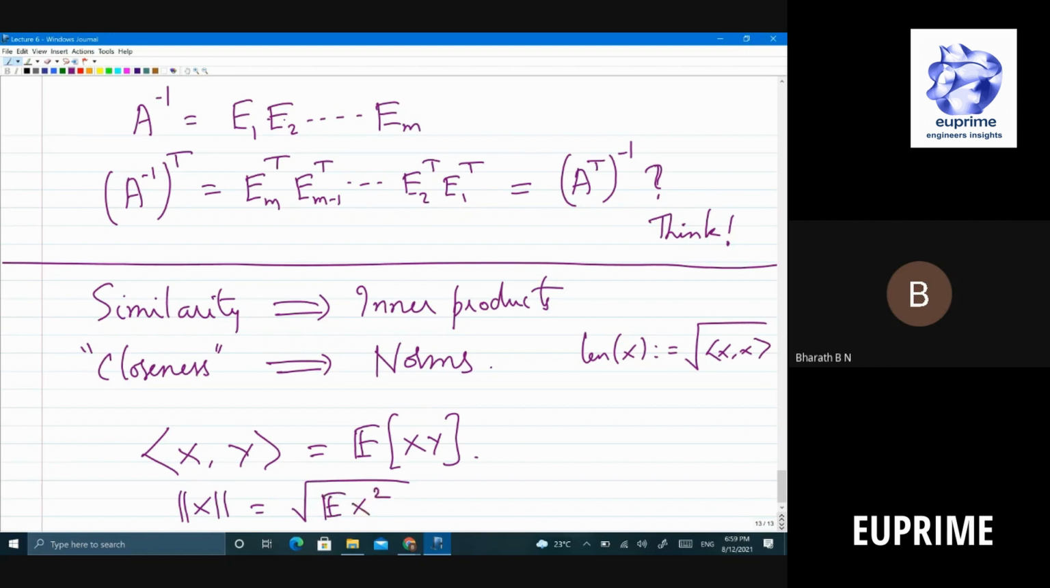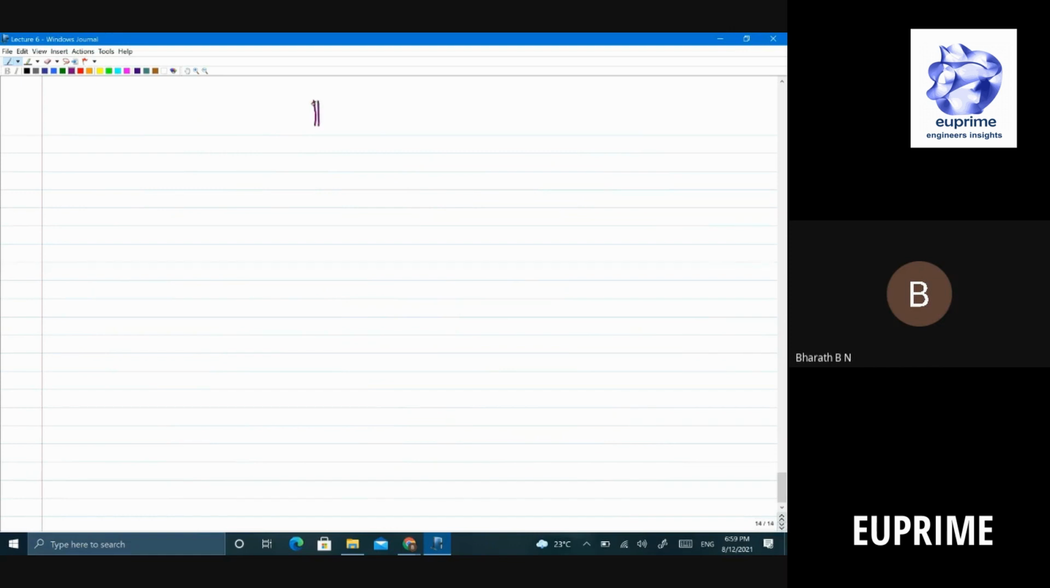How do you define the angle between two vectors? You take x transpose y divided by norm of x times norm of y. This is because you scale x to make it a unit vector, scale y to make a unit vector, and look at the inner product. So what is the analog of this for random variables? Surprisingly, you get the expected value of xy divided by the norms. This is the similarity.